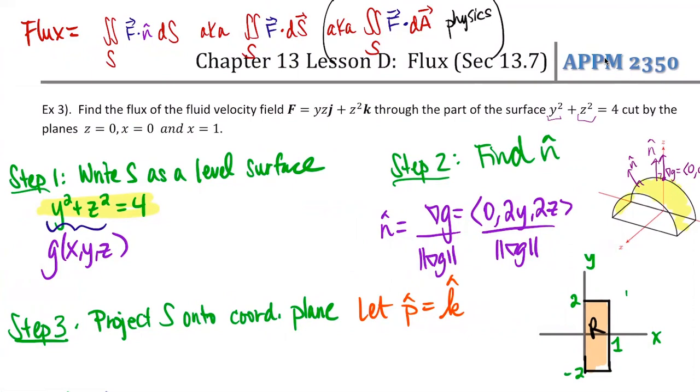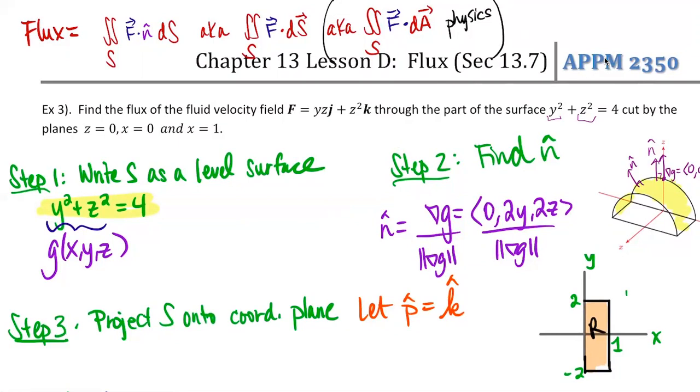I could have thought of this as being 4 minus z squared minus y squared equaling 0, and I could have let that be my G. And if that had been the case, then my gradient would be pointing the wrong way. So remember, there's more than one way to write this as a level surface of a function of three variables. And so that's why you want to check that your gradient is pointing the way we want.